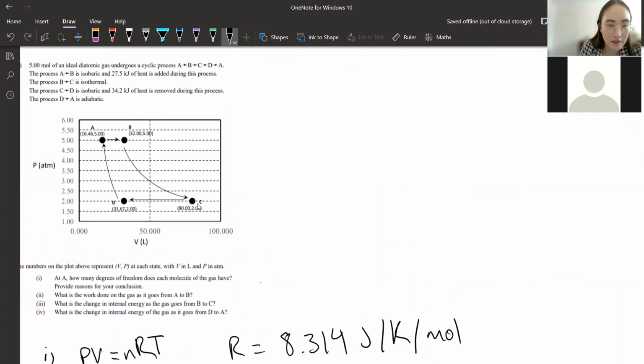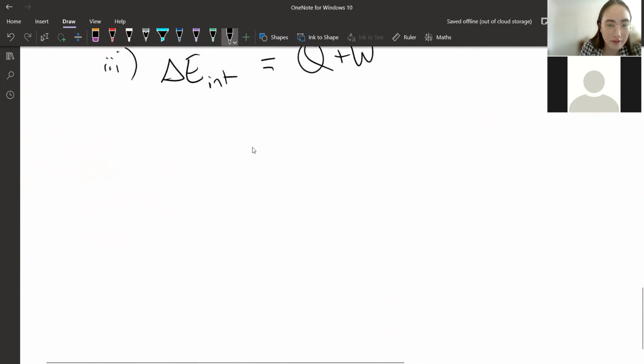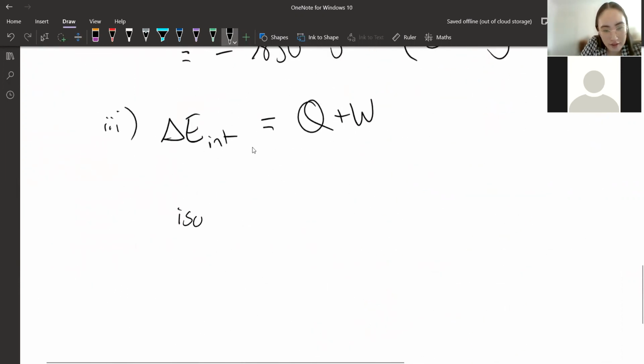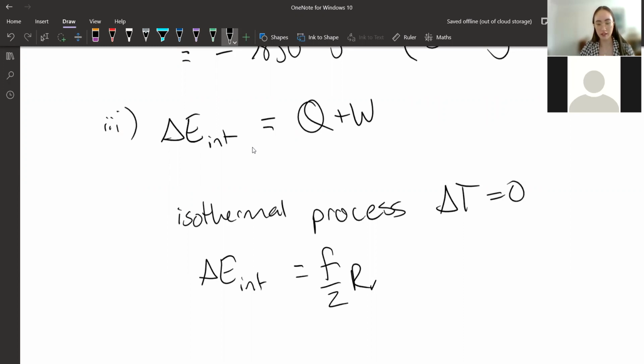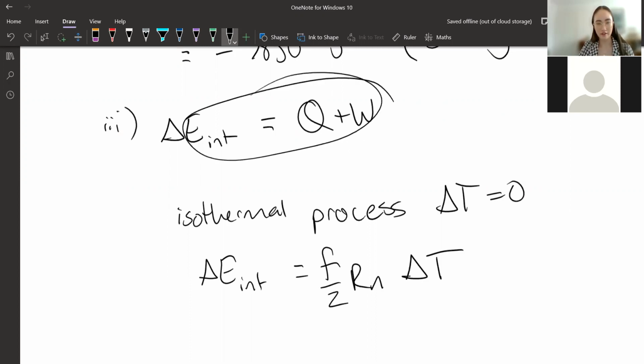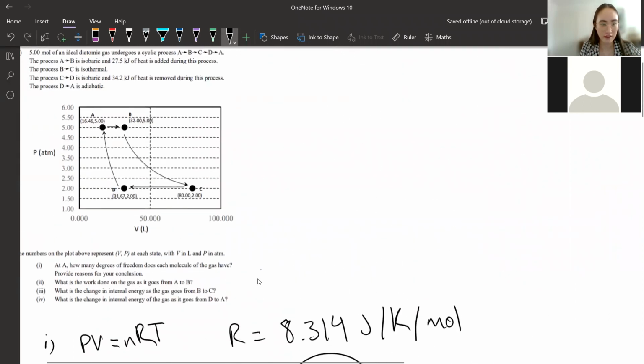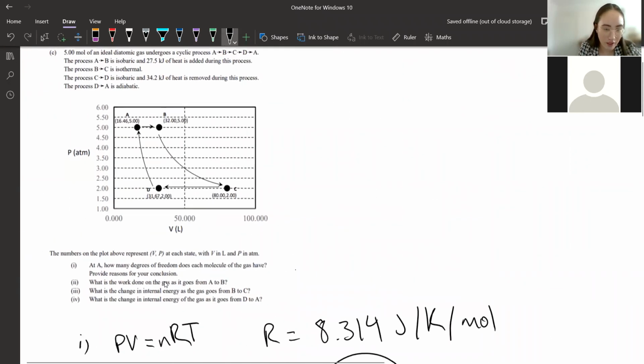And it's actually an isothermal process. What do we know about an isothermal process? Change in temperature is equal to 0. And we know that the internal energy can also be calculated by f on 2 R n change in T. So this was for nothing. Our internal energy is just equal to 0 for that one. Too easy.